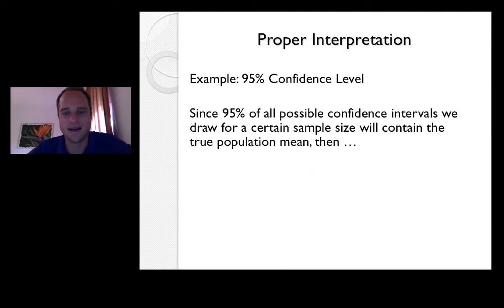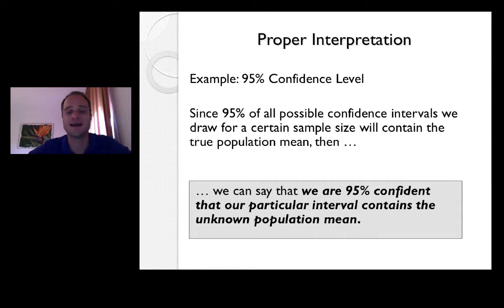So finally, in terms of interpretation, the proper interpretation for the example of a 95% confidence level is that since 95% of all possible confidence intervals that we could create for a certain size will contain the true mean, then we can say we are 95% confident that our particular numeric interval contains the unknown population mean. So at the end of the day, you have an upper bound, lower bound, and you get to say, I'm 95% confident that this interval contains the unknown population parameter.